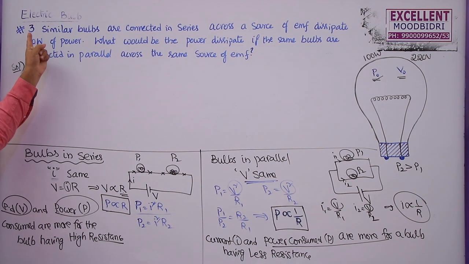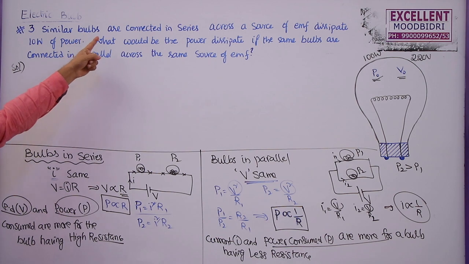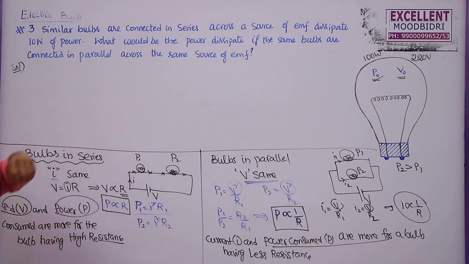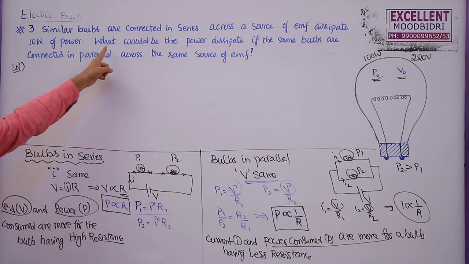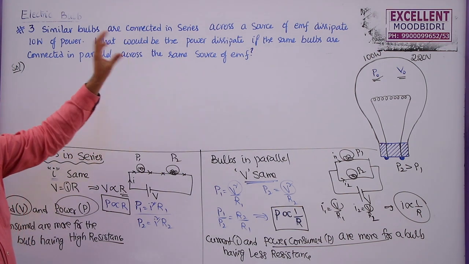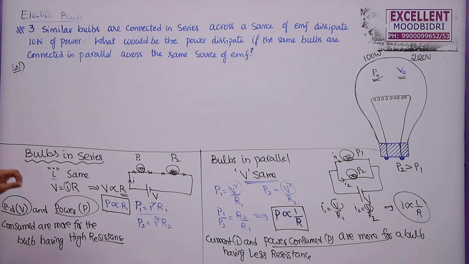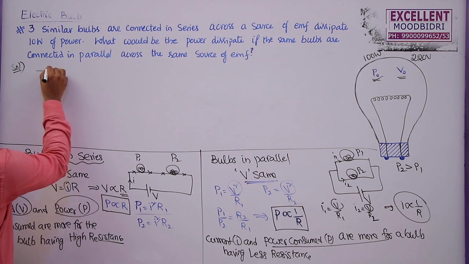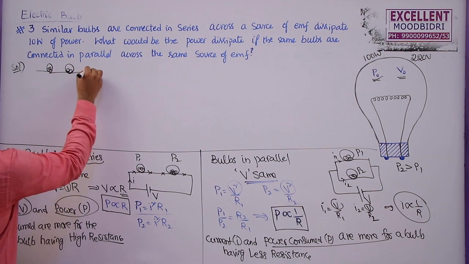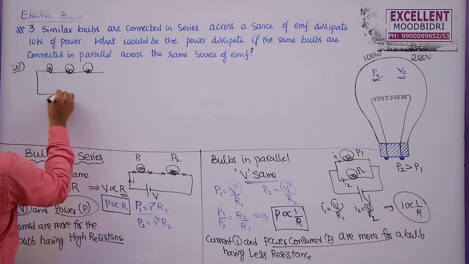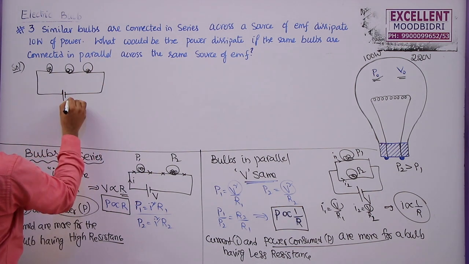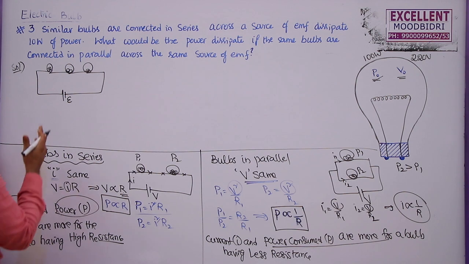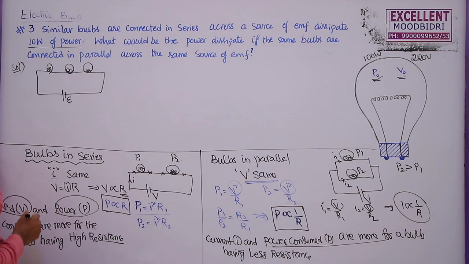Here there is a question. 3 similar bulbs are connected in series across a source of EMF and dissipate 10 watts of power in total. What would be the power dissipated if the same bulbs are connected in parallel across the same source of EMF? First, the bulbs are connected in series across a source of EMF E. Now in this, total power consumed is 10 watts.